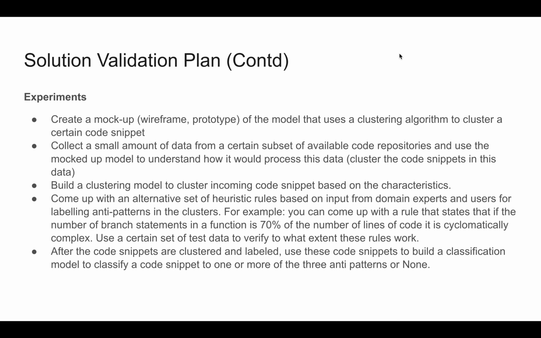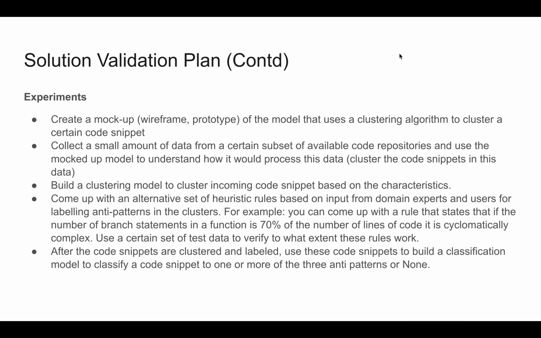We would first create a mockup or a model that uses a clustering algorithm to cluster a certain code snippet. Then we would take a small code snippet and we would test out how this model clusters this code snippet. After some experimentation, we will actually build a clustering model to cluster different code snippets. After these clusters are formed, we will, with the help of user input and domain expertise, come up with a loose set of heuristic rules to label this data.